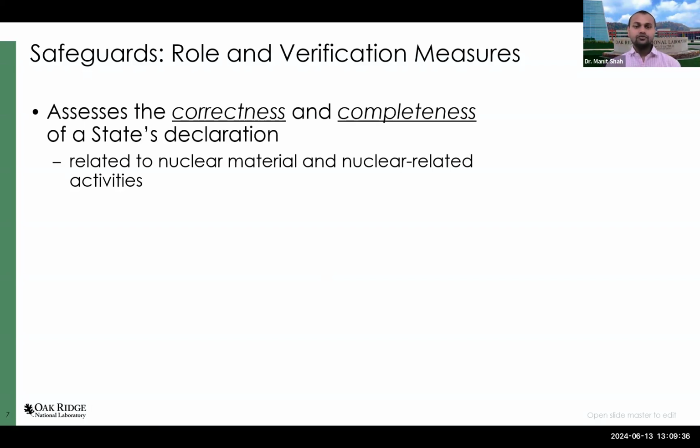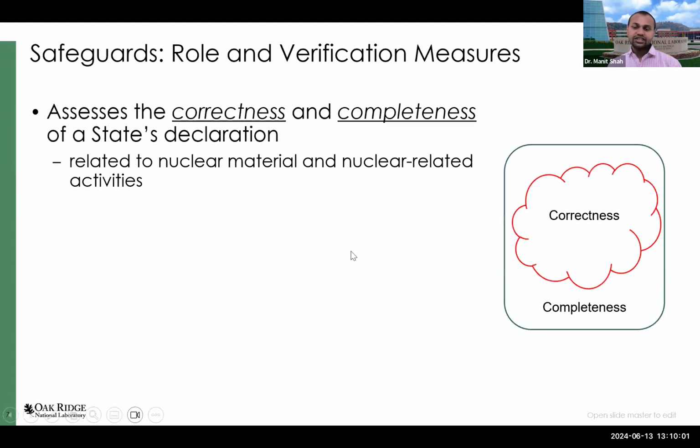Now, if you think about it, which one do you think is the bigger or main set, and which is a subset of it? Correctness or completeness? I'll give it a second to see if any of you would like to respond; if not, I'll move forward. Essentially, correctness is a subset of completeness, where you're verifying the correctness of some particular aspect of a declaration, but completeness is verifying that the declaration itself is complete.